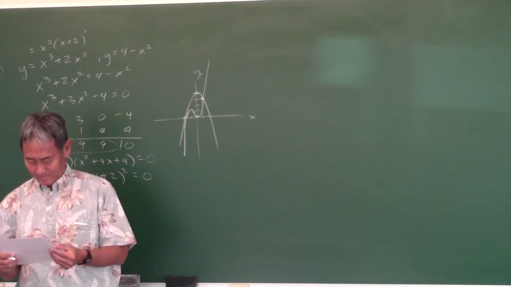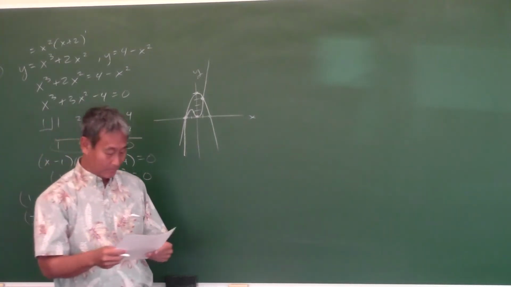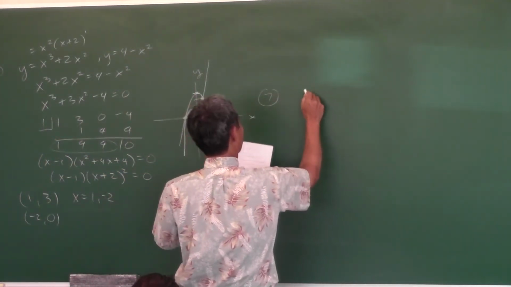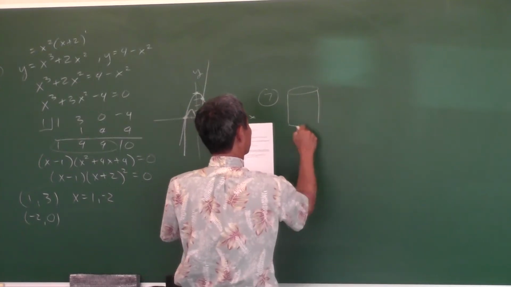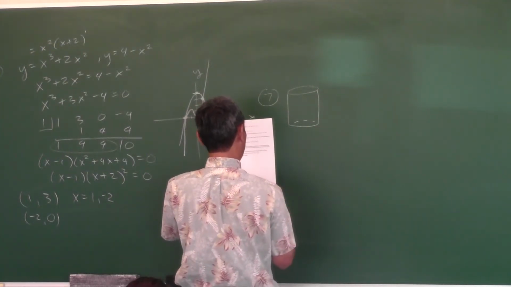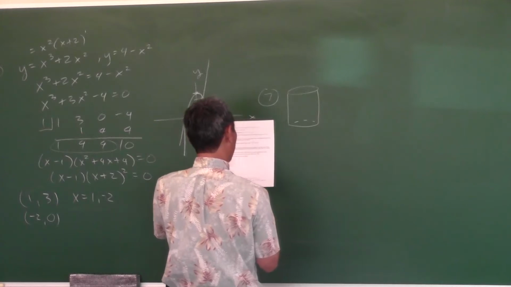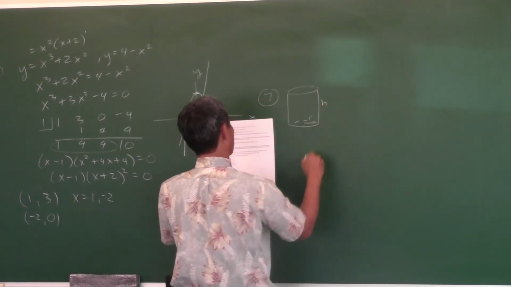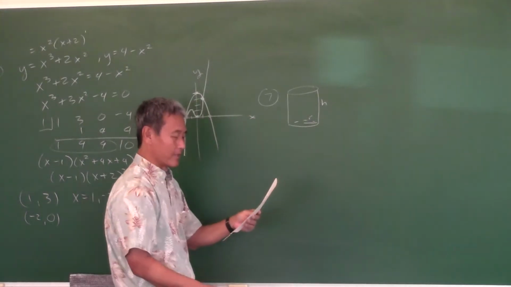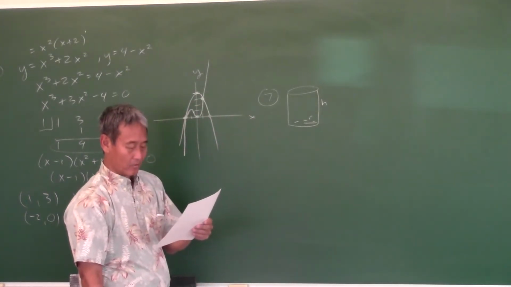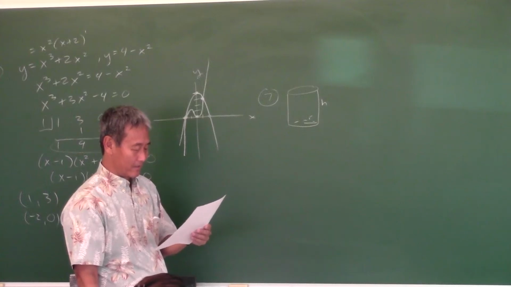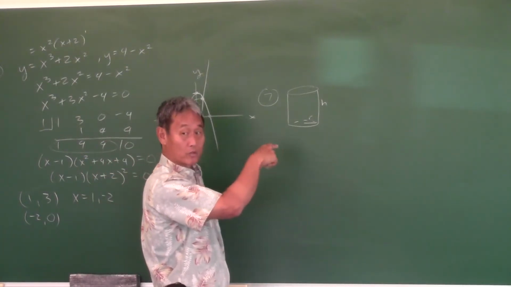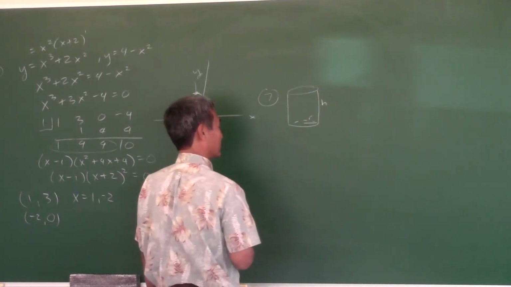Number 7. A can is in the shape of a right circular cylinder, top and bottom included. It is to be made from 48 pi square inches of material. So here's the radius and the height. What equation can I write just from reading that first sentence? What is this 48 pi? The surface area. Total surface area of this can.